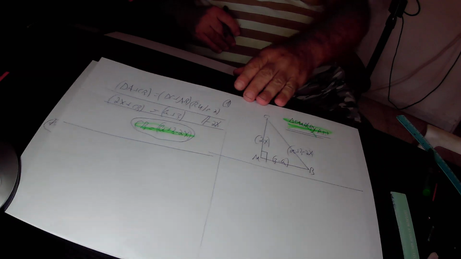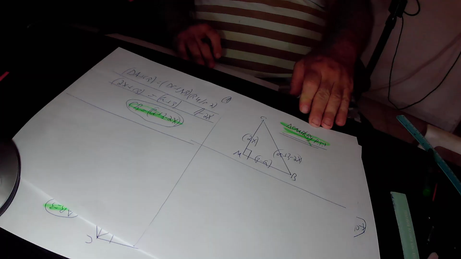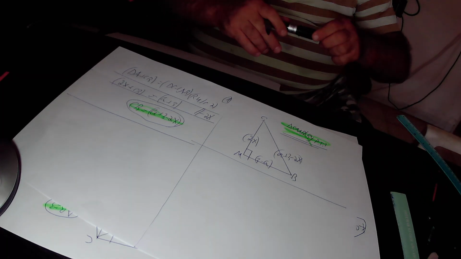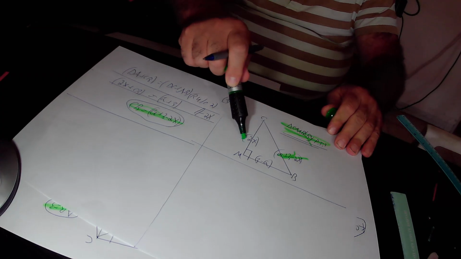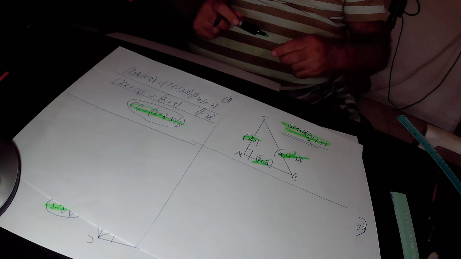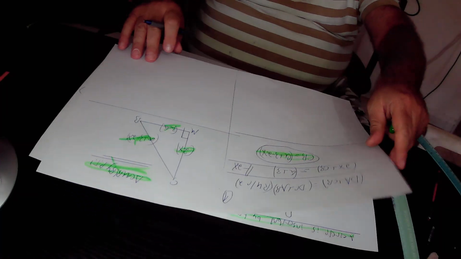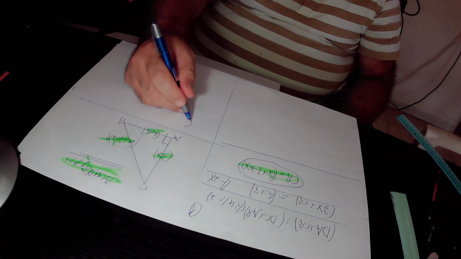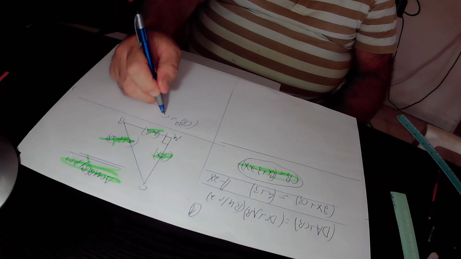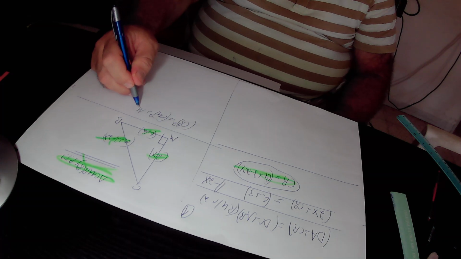So actually, this is the right triangle CMB from the original drawing. In this right triangle CMB, CB squared, that is the square of the hypotenuse, equals CM squared plus MB squared. So I write it down. CB squared, that is the square of the hypotenuse, equals CM squared plus MB squared.